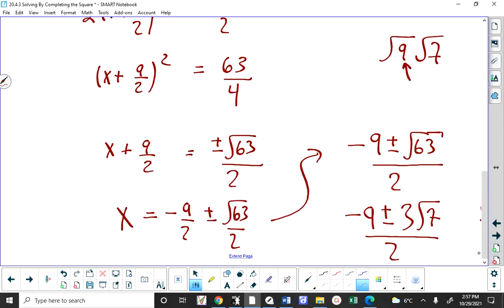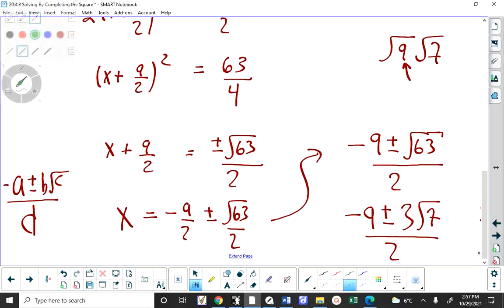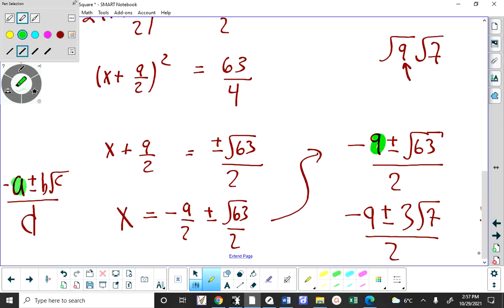I hate to throw this on your lap, but this is a numerical response question. The solutions to this equation are negative a plus or minus b root c over d. What are the values of a, b, c, and d? Well, a is 9. B is 3. C is 7. And D is 2.